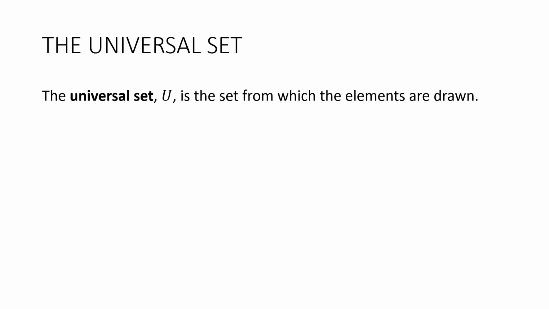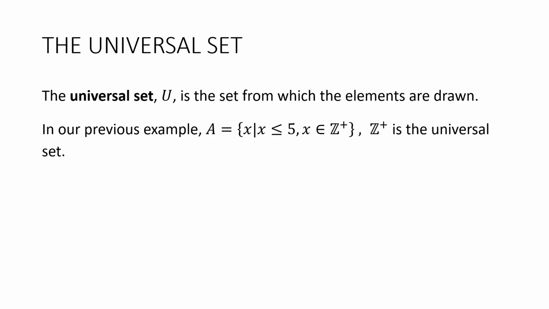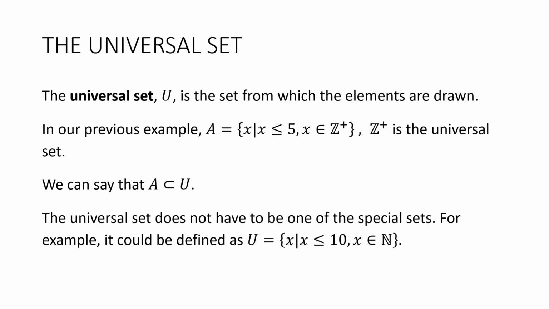Okay, moving on. We define the universal set U as the set from which the elements are drawn. So in our previous example, we said that set A was the set of all x such that x is less than or equal to 5, where x is a positive integer. Well, here's the universal set here. It's the positive integers. And we can say that A is a subset of U. Now, the universal set doesn't have to be one of the special sets. We could define it as anything. We could define U as the set of x such that x is less than or equal to 10, where x is a natural number.